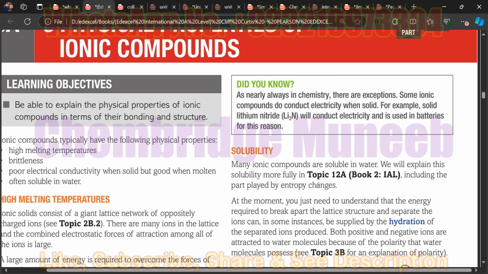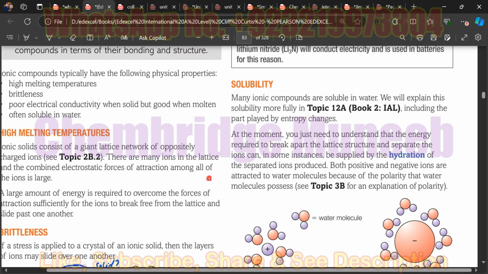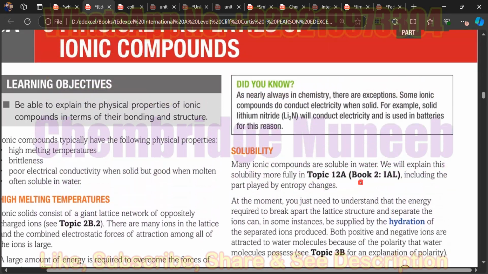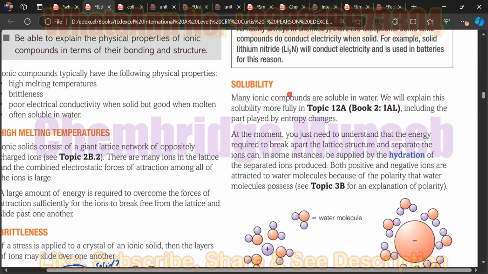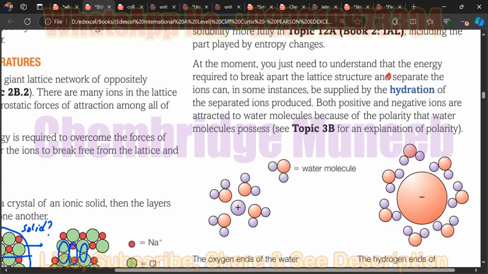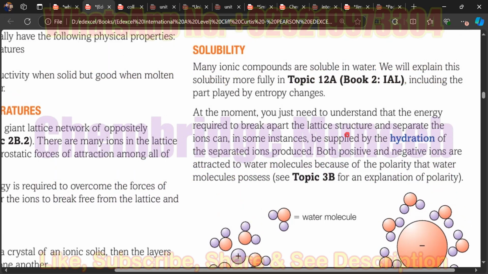Now about the solubility, and the electrical conductivity is linked with each other somehow. The solubility means how the ionic compounds are dissolved in water. So dissolving the ionic compound in water requires energy. You need to apply energy to break apart the lattice structure.